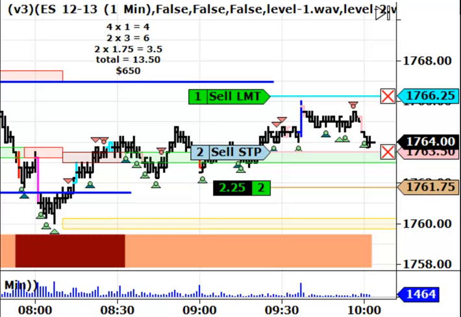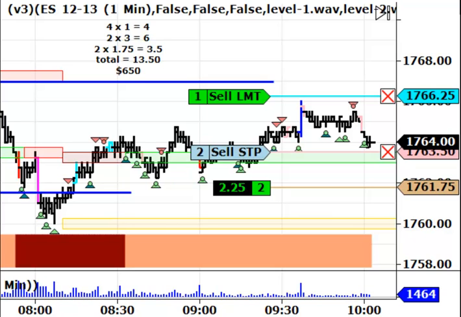And as you can see in the top left part of the screen there, we started with a total of 8. So we sold the first half of the position, or 4 contracts, for a 1 point profit. So that's a total of 4 points. We sold 2 contracts at +3, so that's a total of 6 points.